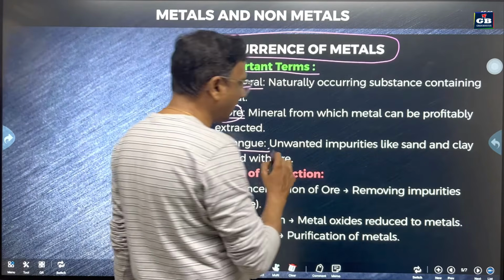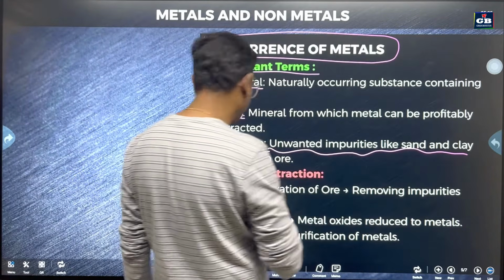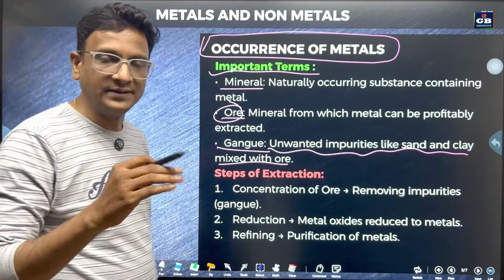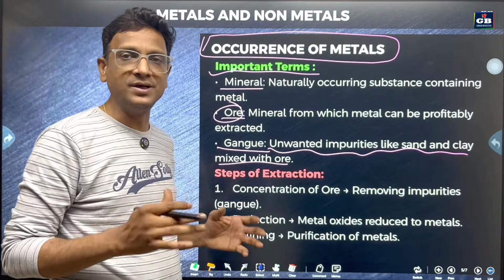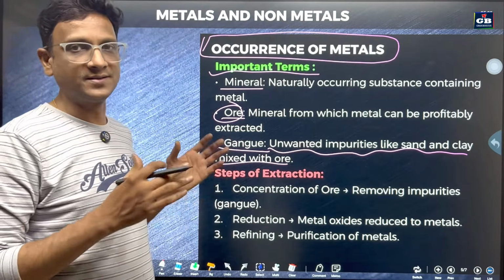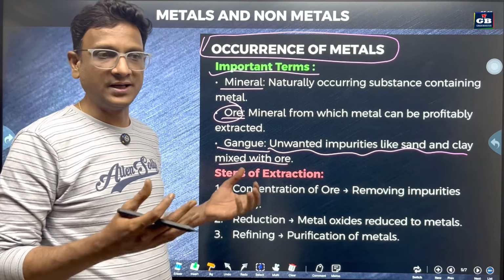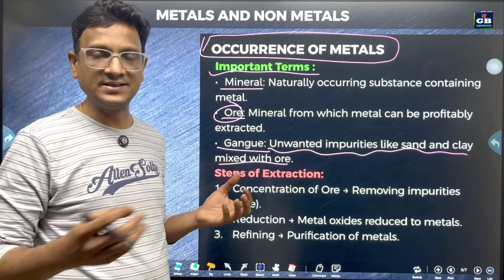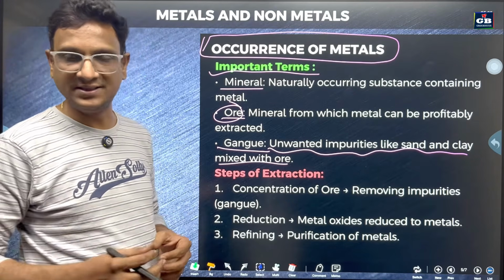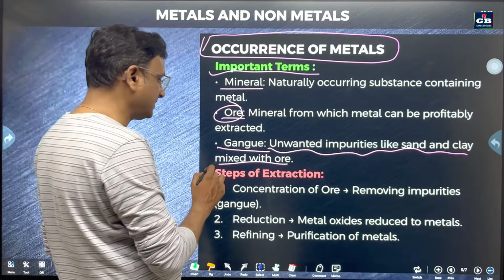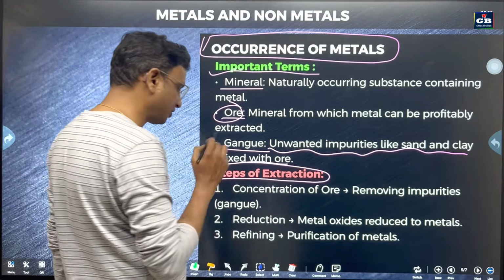Gangue: unwanted impurities like sand and clay mixed with the ore. The ore contains sand, clay and other unwanted impurities. All these unwanted impurities are called gangue. So in metallurgy, they collect the ore and from that they remove the gangue. They separate the waste, sand, clay and all these things. So there are different steps of extraction.